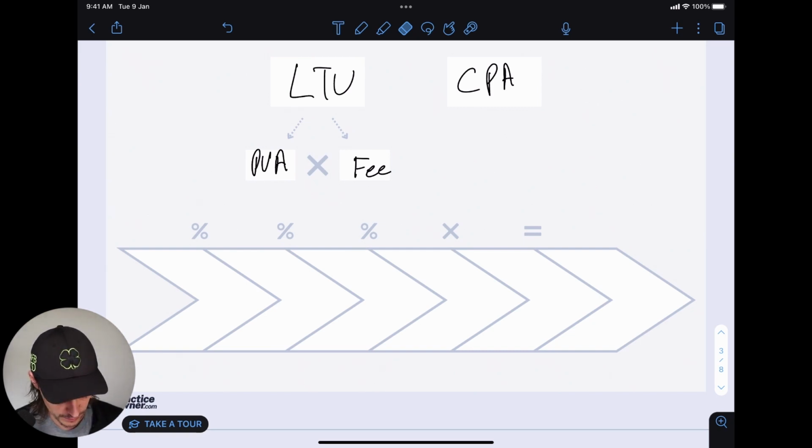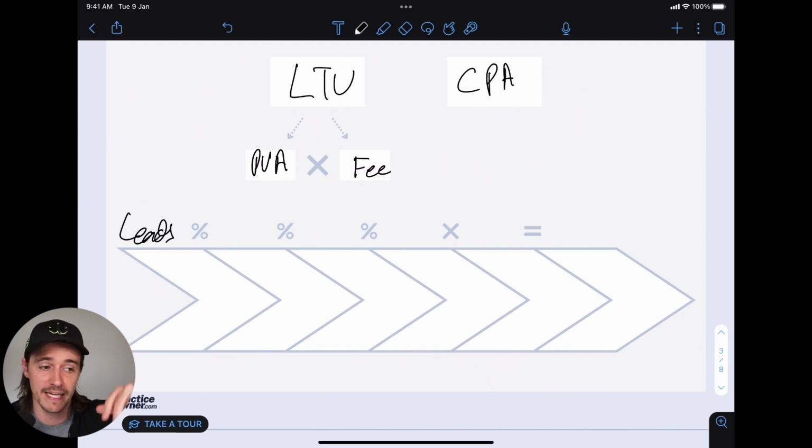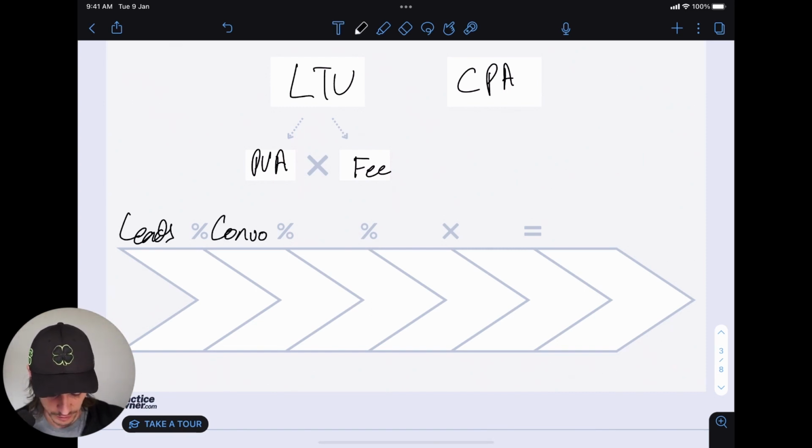The first is we need leads. Leads or prospects, these are people that we can potentially help. People who have a problem that we can help and are looking for a solution and have raised their hand saying, hey, I'm interested in getting some help. The next is conversations. How many leads are we actually talking to? Because you can get 1,000 leads, but if you don't talk to any of them, none of them are going to become clients.